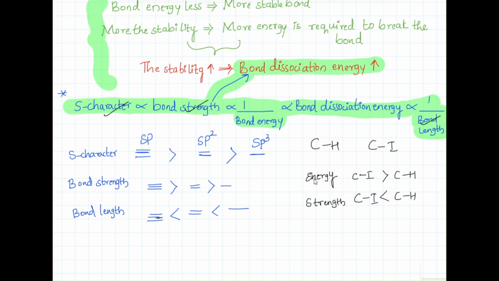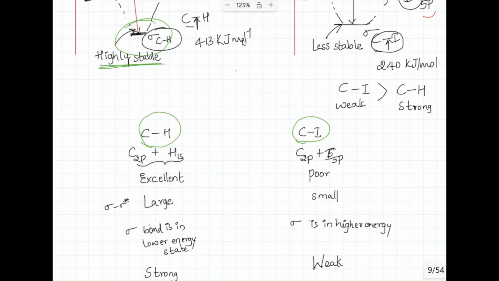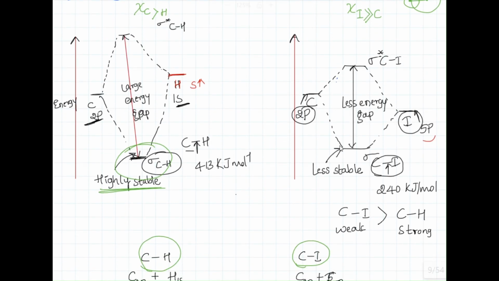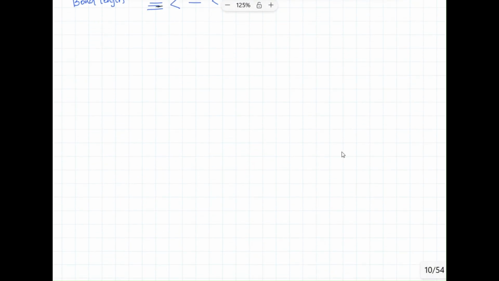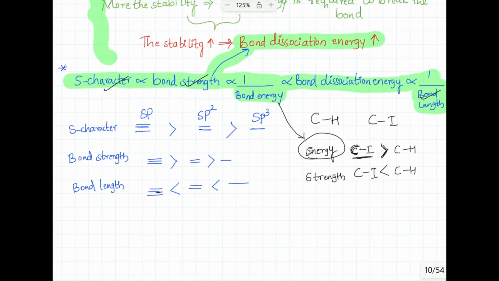I am speaking about the bond energy between C-I and C-H, right? In the energy profile diagram, the C-I bond has higher energy compared to C-H. That is what I am speaking about here. Let us consider this as potential energy.